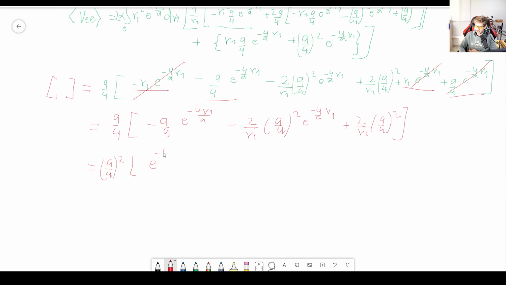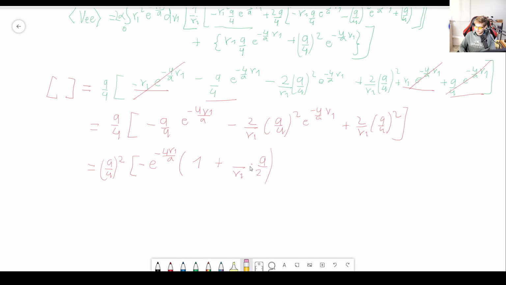So e to the minus 4 R1 over a. And there's also a minus sign in both of these. So a minus sign. And here we already took out the a over 4. We already took this. So we get 1. And then this one we get plus 2 over R1 times a over 4. And now we can just simplify it. So we'll just write it like this.